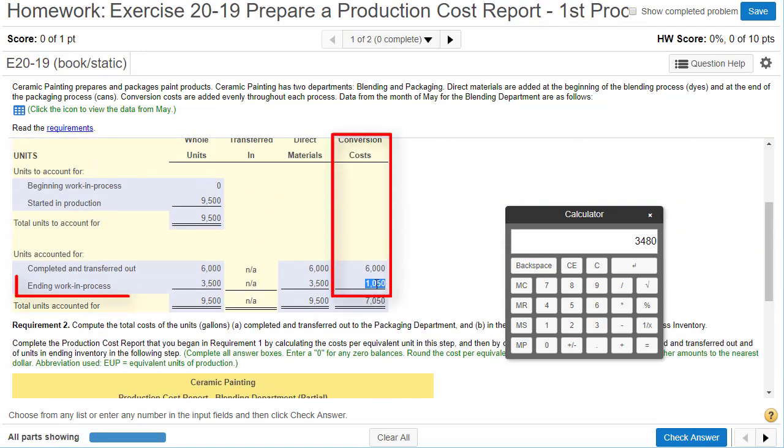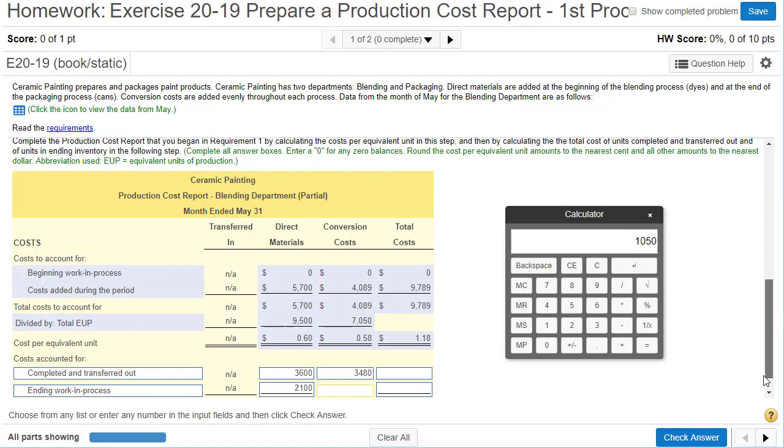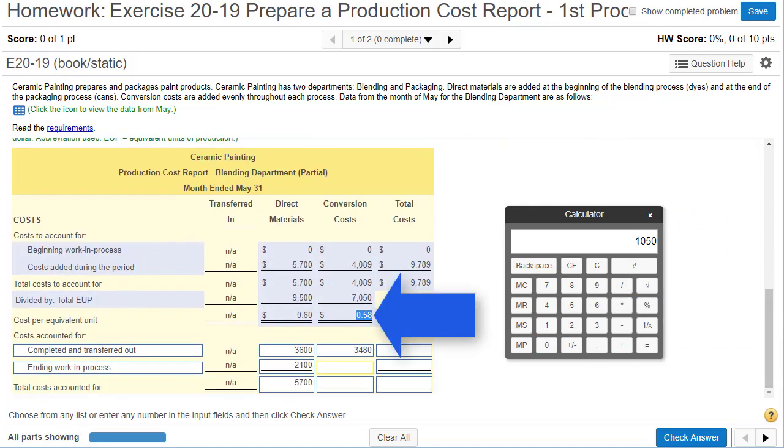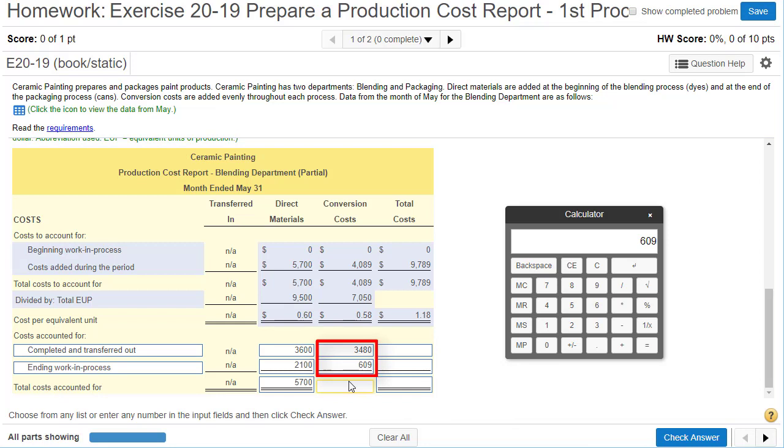And then for the units still in process, we're going to take the 0.58 and multiply it by 1,050 units. So 1,050 times 0.58 gives us $609 of conversion costs for the units still in process. And then our total costs are 3,480 plus 609 gives us 4,089.